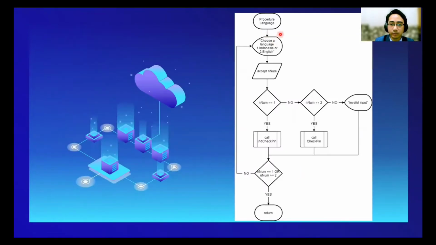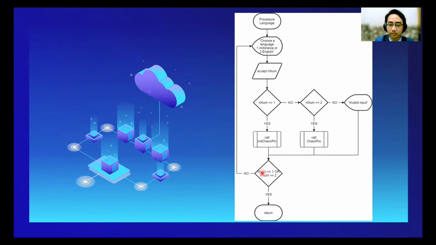Here's the procedure language. It will display choose the language, Indonesia or English, and then the user will accept the user's input. If it's 1, it will go here, and num equals 1. It will call checkpin. If the user inputs 2, it will check the num. If it's equal to 2, it will call checkpin. If it's other than 1 or 2, it will go to invalid input. It will display invalid input.